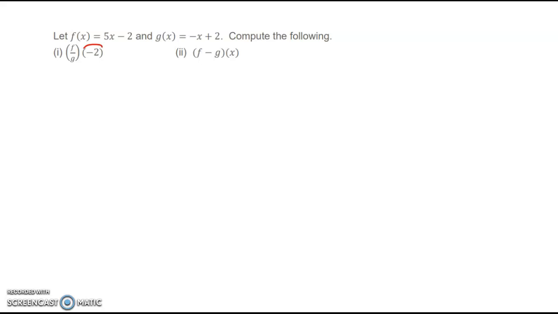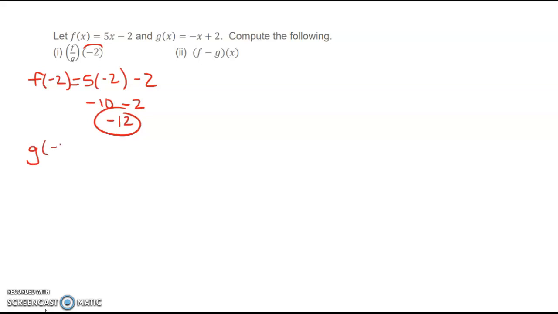So for the first one, what I would recommend is figure out f and g at negative 2 first, and then substitute it in, okay? Or sorry, substitute it in and then do this operation. So we're going to have first f of negative 2 equals, so we'll have just 5 times negative 2 minus 2. So negative 10 minus 2 is just a negative 12. Now g of negative 2, we get negative 2 plus 2. So the negative of a negative 2 will just be a positive 2 plus 2, or 4.